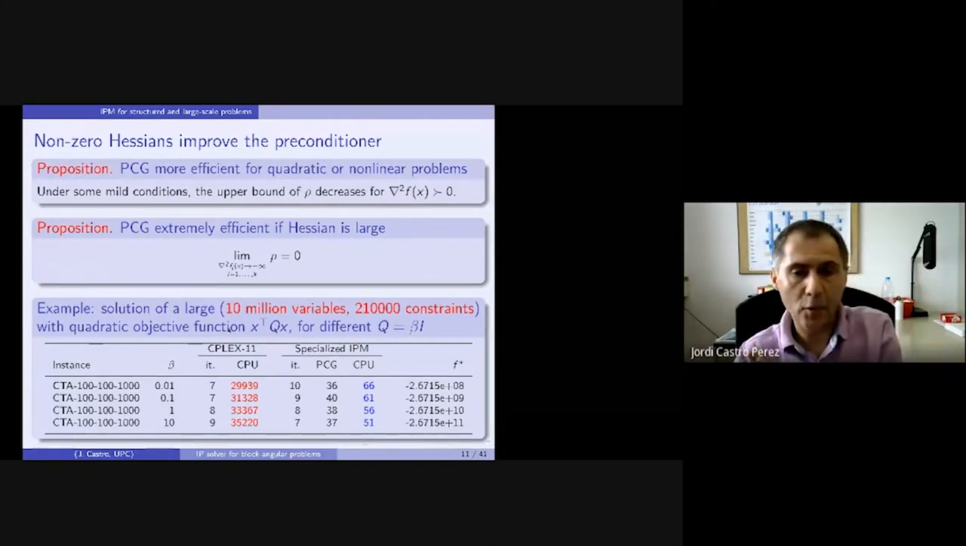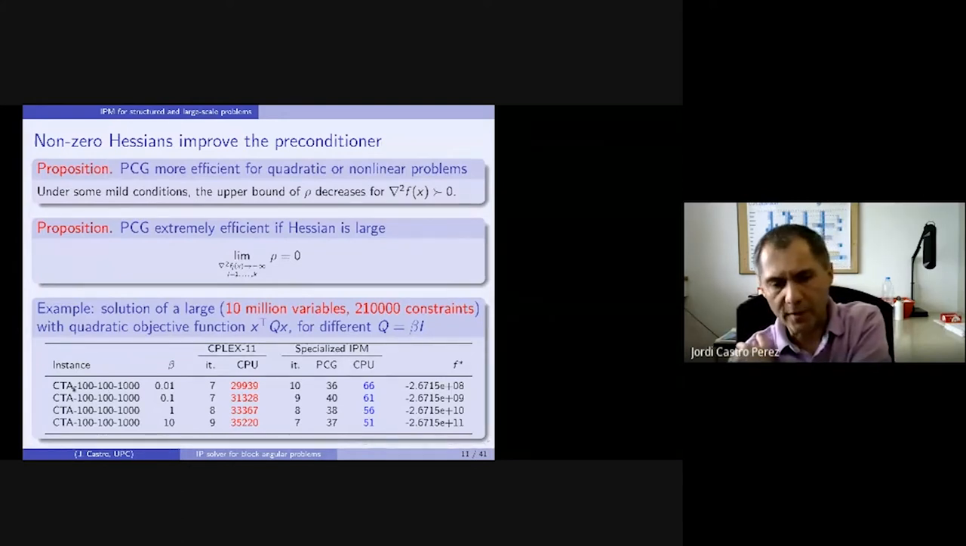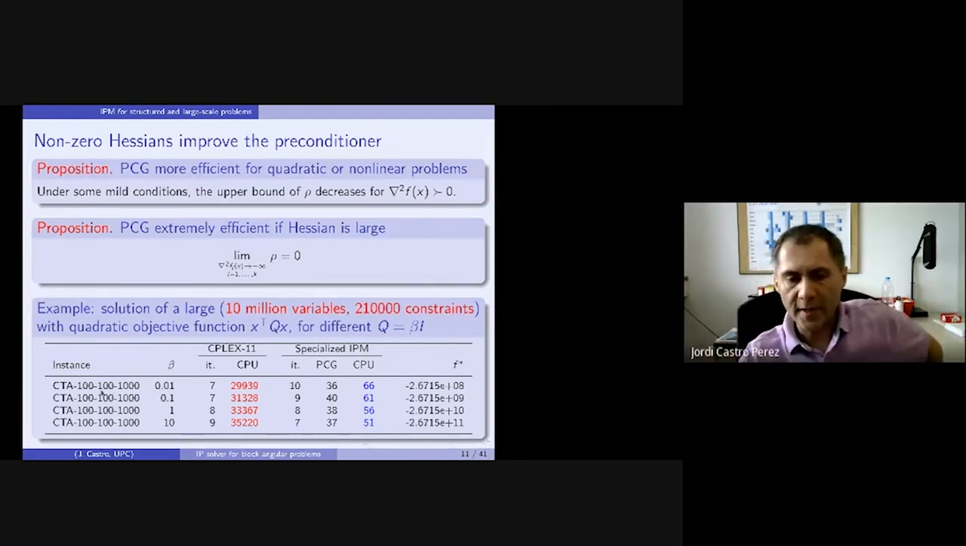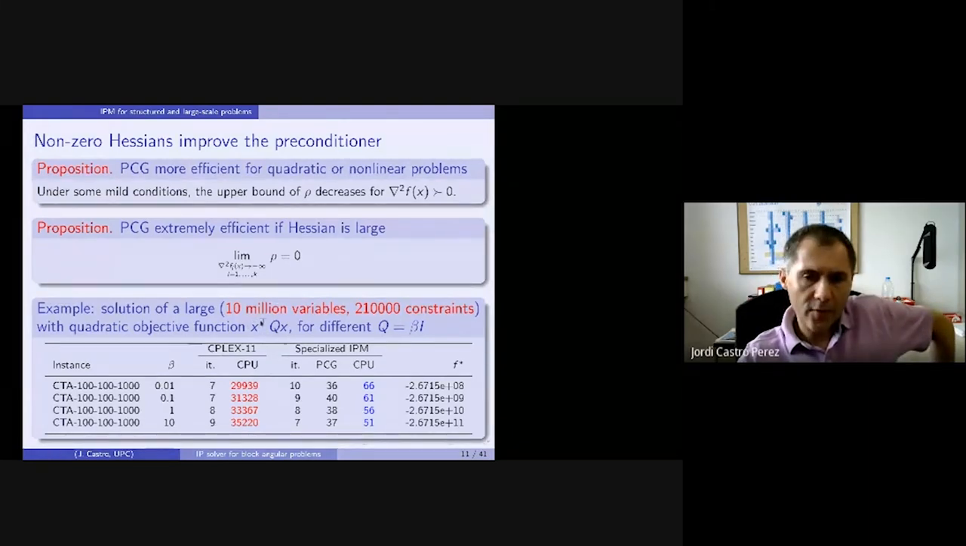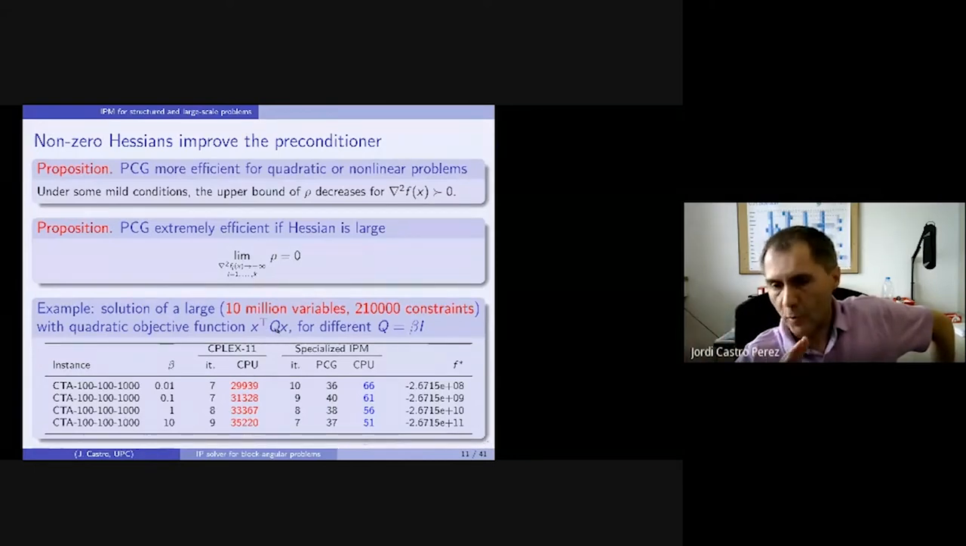That's an example that illustrates these two propositions. These are results for some problems. I will show you this problem later. It's the first example I want to show you. This is a data confidentiality problem, and in this problem we are considering a quadratic objective function. So the objective function is only x transpose Qx. There is no linear term, it's only quadratic.